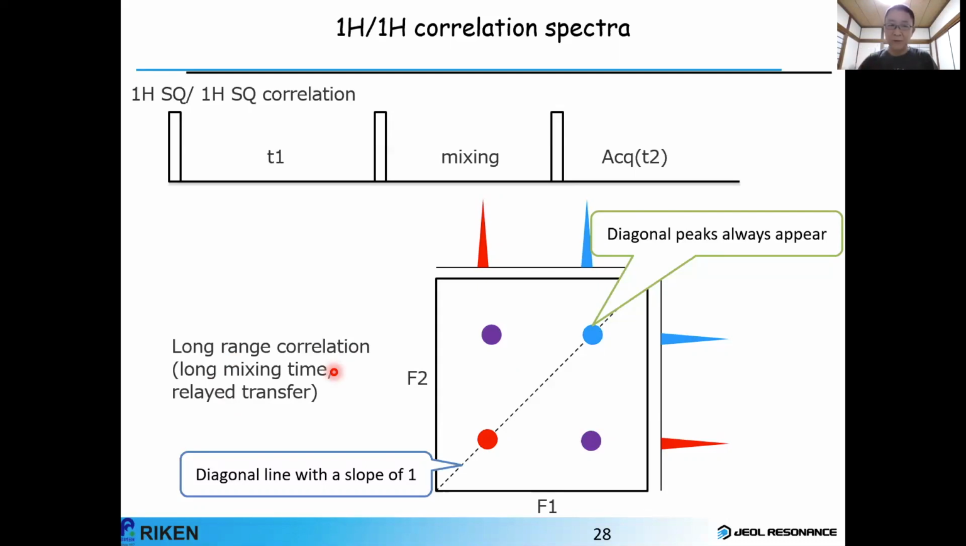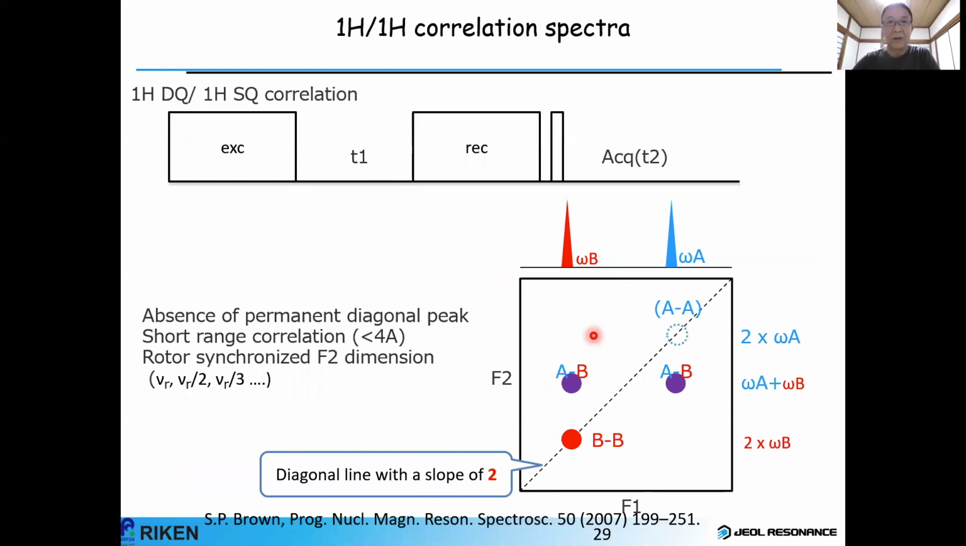But one of the problems is we always have signal on the diagonal line with a slope of 1. This does not mean spin A is correlated to spin A. And if your cross peak appears close to the diagonal line, maybe this is obscured by the presence of intense diagonal peaks. This problem can be solved by the double quantum single quantum correlation experiment.